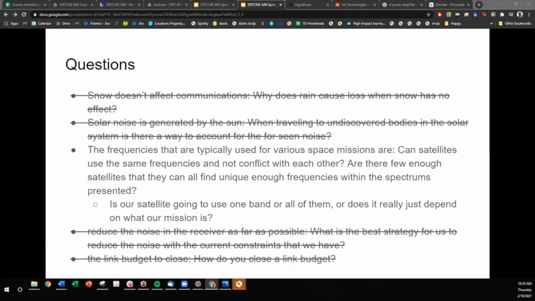Hopefully that's good enough. Is our satellite going to use one band or all of them? Does it really just depend on what our mission is? I think we're going to use the amateur bands, so UHF. But as this question insinuated, there can only be so many satellites in that band at one time. So we're going to have to apply with some kind of frequency coordinator. Okay, done with class.